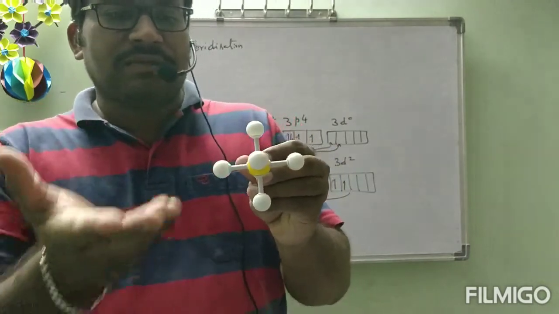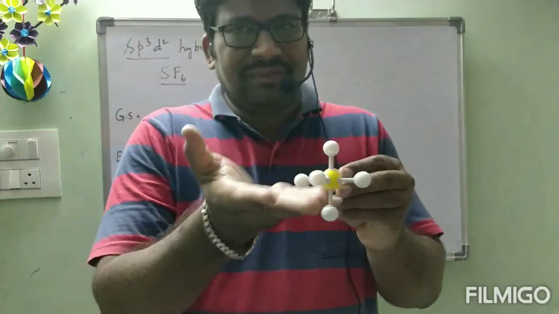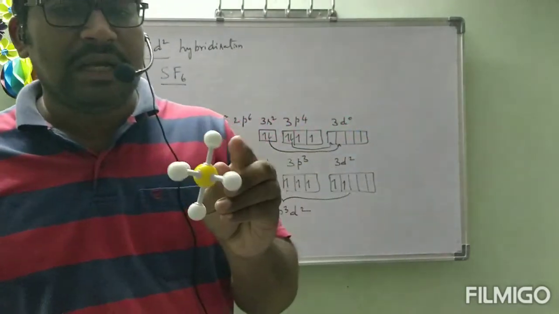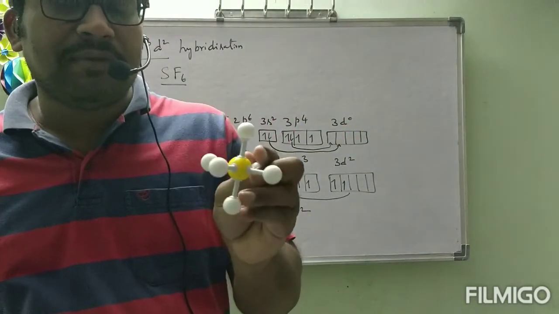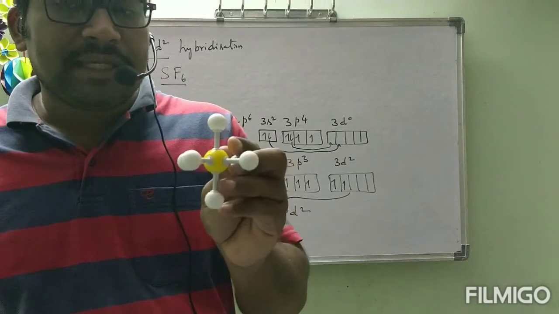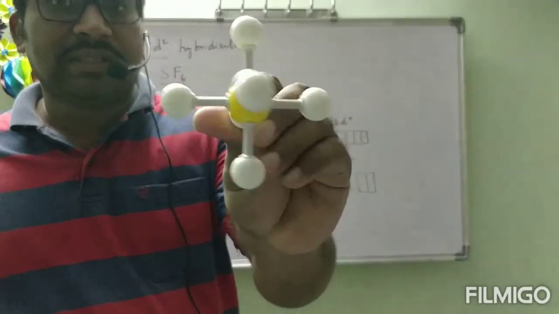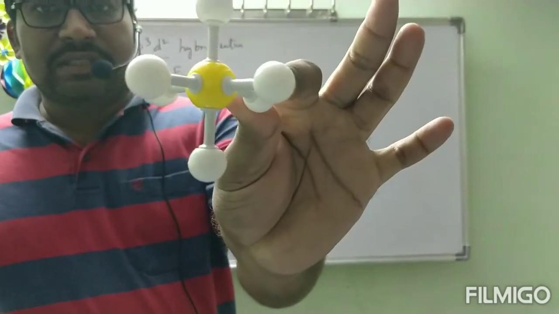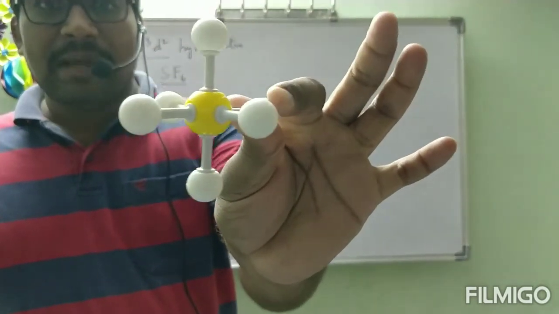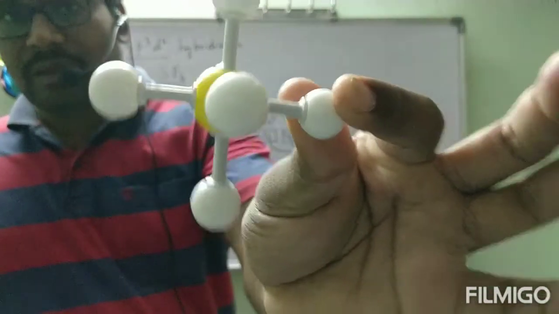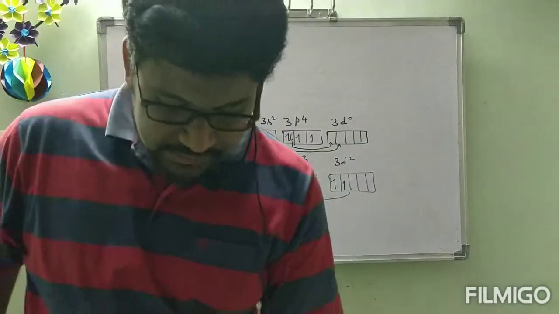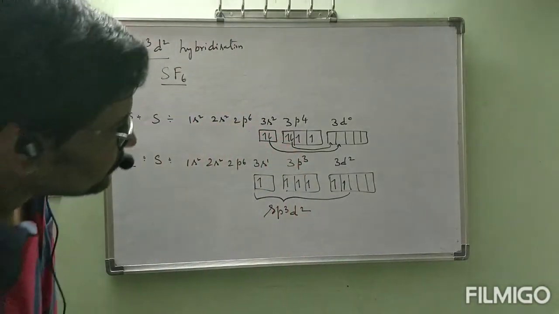Here also, the bonds which are present in the plane are called equatorial bonds, and the bonds which are present above the plane and below the plane are called axial bonds. This is a structure which is called square bipyramidal or octahedral. Okay? Now see, I will draw on board.